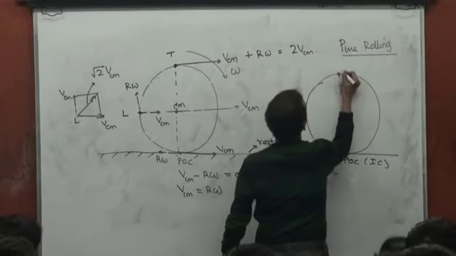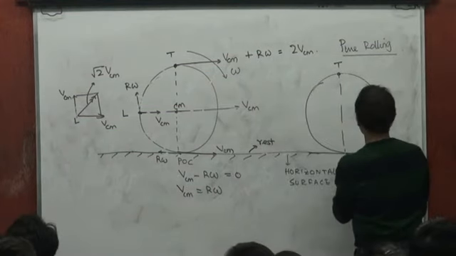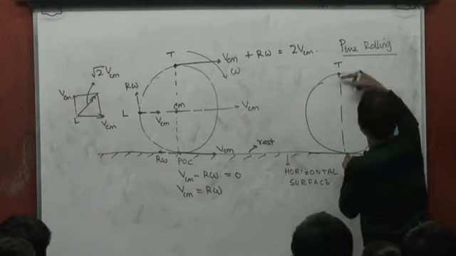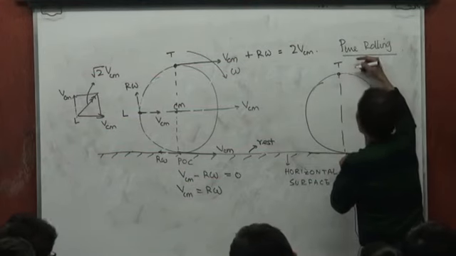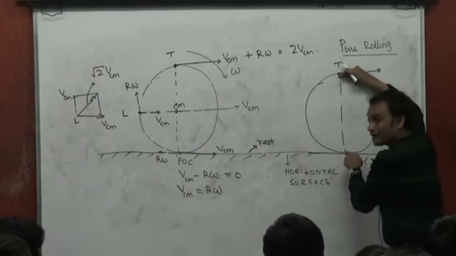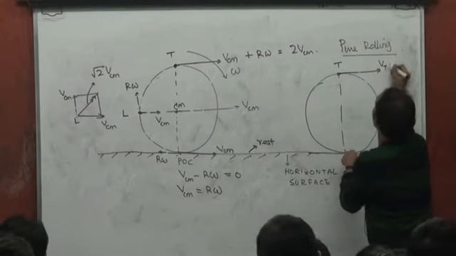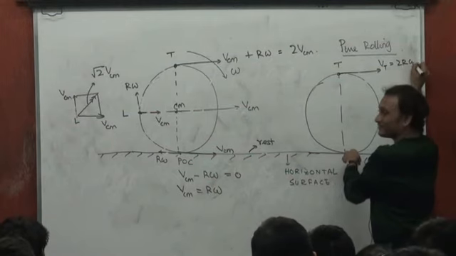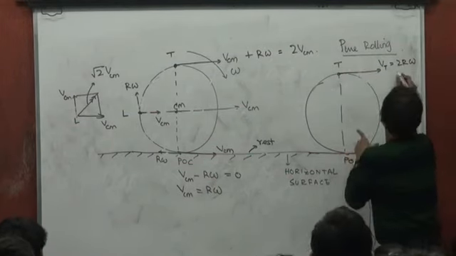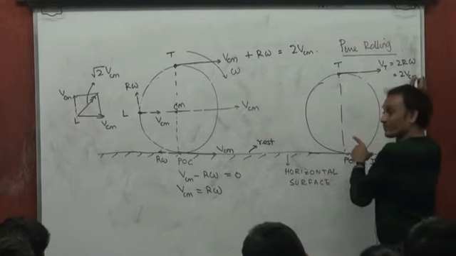So if I look at the topmost point, at this instant of time, the topmost point is executing circular motion with radius 2r with angular velocity omega. So the velocity of the topmost point is 2r omega, isn't it? This is 2r into omega, which is 2 times VCM, right?